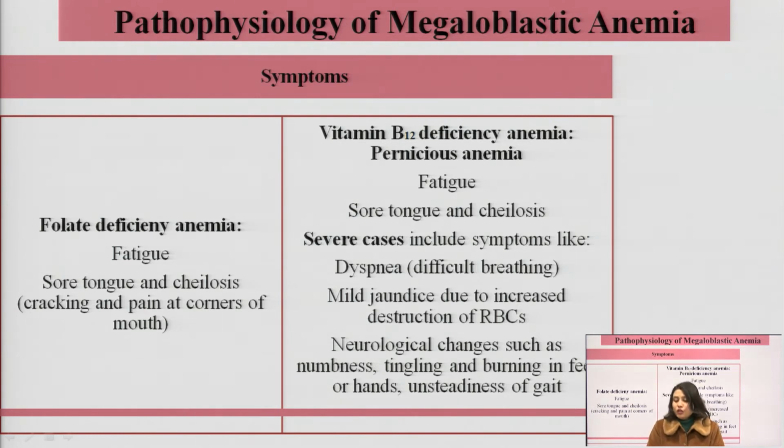Then neurological changes such as numbness, tingling and burning in feet or hands, unsteadiness of the gait, means the walking style becomes unsteady, the steps the person keeps become unsteady. These symptoms also occur in pernicious anemia.